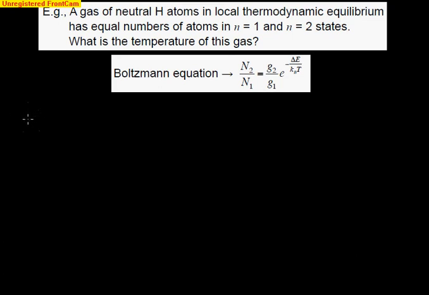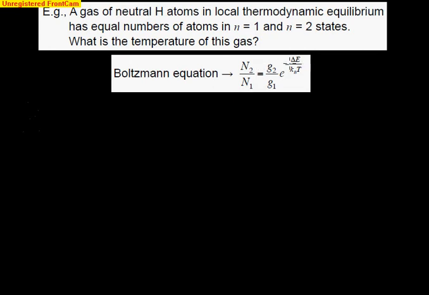Okay, this question is from one of the slides in our thermodynamics class. A gas of neutral hydrogen atoms in local thermodynamic equilibrium has an equal number of atoms in the nth state equal to 1 and the nth state equal to 2. What is the temperature of the gas? This is our Boltzmann equation.